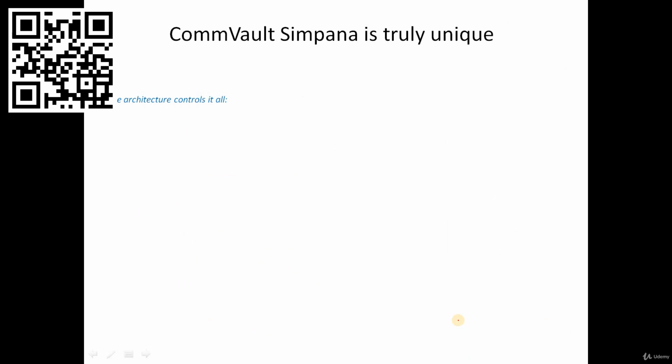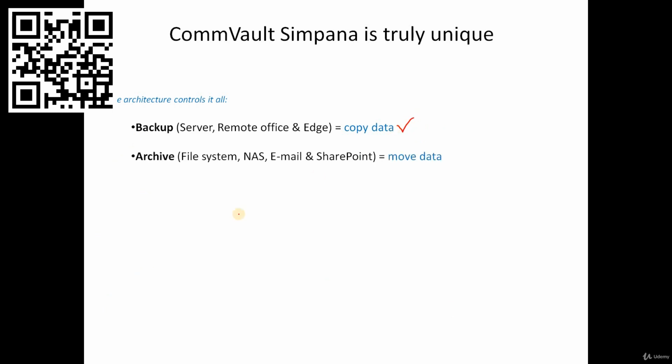So let us do a quick recap. One architecture, that means I am doing a backup, which is nothing but copying the data. I am archiving the data, that means I can move the data. The definition of archive is that when you are performing an archive operation, it will make a copy of your source data to the destination, and then it will delete or replace that source data with a shortcut. So that is what we call archiving, moving the data.